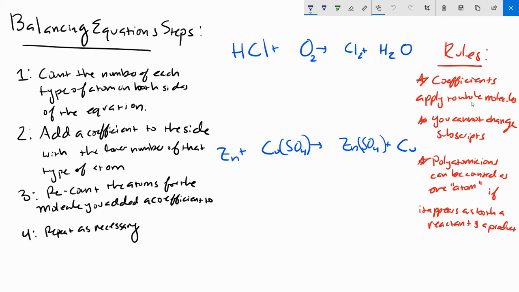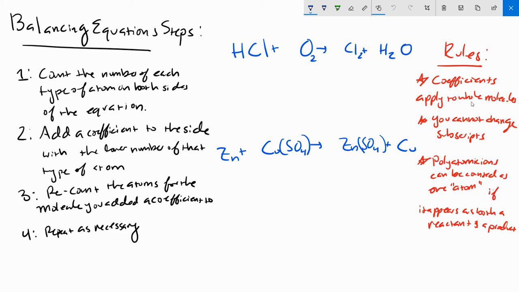Good morning, guys. I want to give you some more specific steps and some rules and a couple more examples on balancing chemical equations. So first, let's go through the steps. First step is to count the number of each type of atom on both sides of the equation. Second is to add a coefficient to the side with the lower number of that type of atom, whichever one you're focusing on at that moment. Step 3 is to recount the atoms for the molecule that you added a coefficient to. And then step 4 is just to repeat as necessary until everything is balanced.